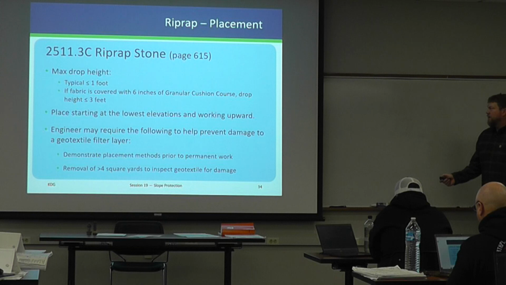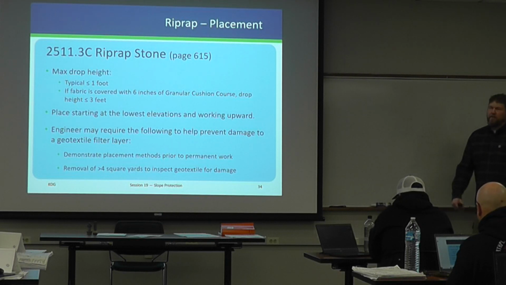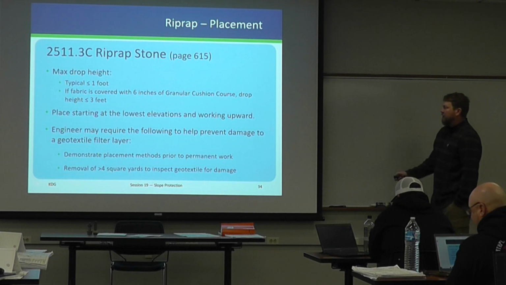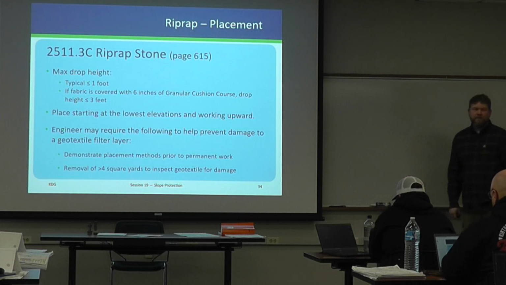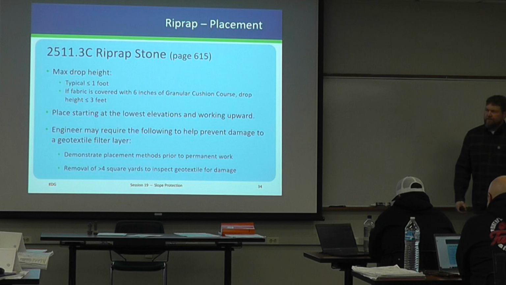There's an option, it's at the engineer's discretion, but they may require the following. There's an option to demonstrate: they may say to the contractor, hey, place some fabric down and put riprap on it, and let's see what it looks like. It's kind of like a mock-up. Are your means and methods such that you're not going to damage the filter fabric? And the other one would be, they place all the material, now we're going to uncover 4 square feet, and we're going to take a look at how the fabric looks underneath.